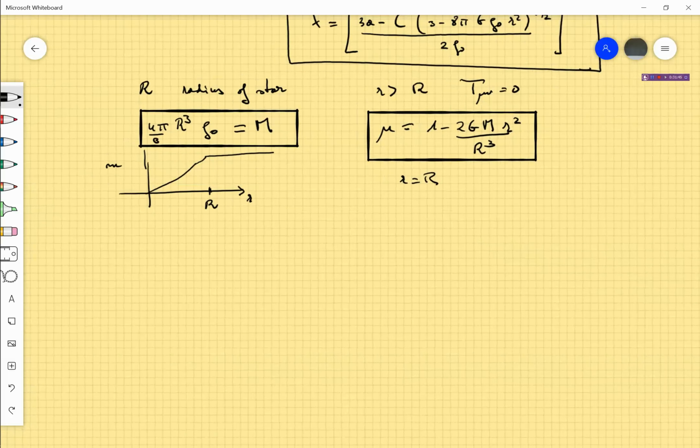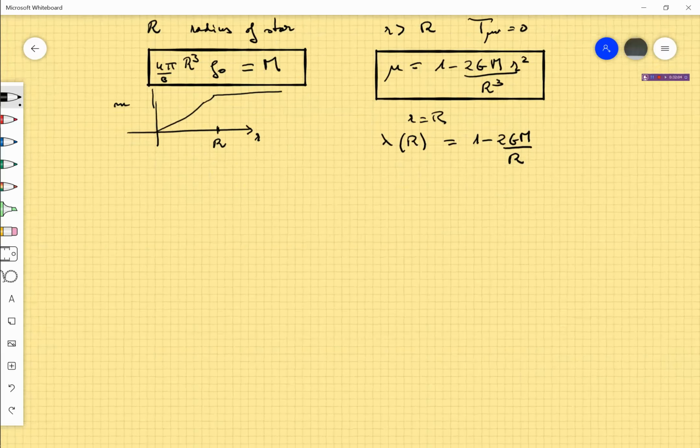And of course we want the same for lambda. For lambda, what we want is that lambda evaluated at capital R should be equal to 1 minus 2 GM divided by R.